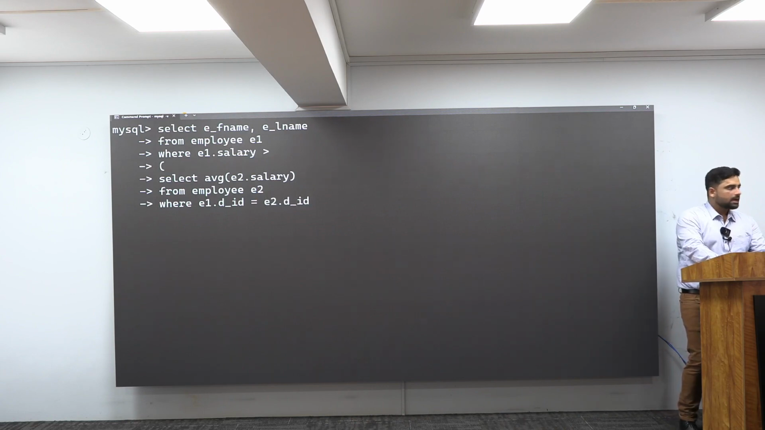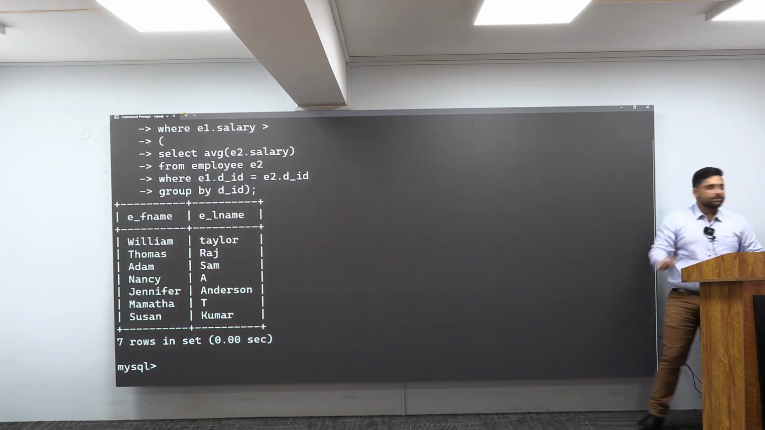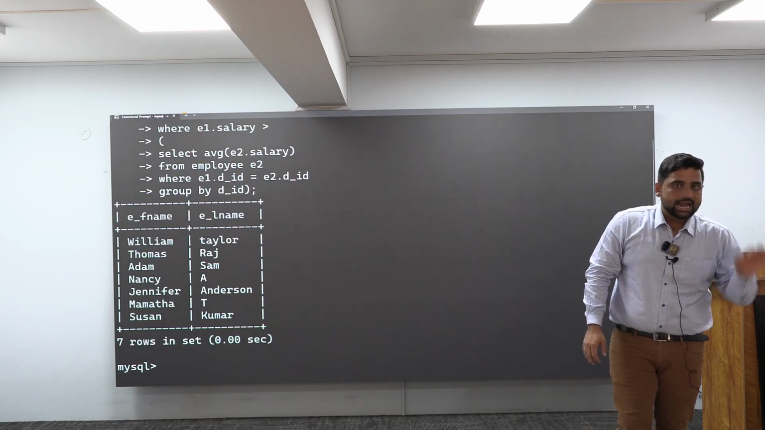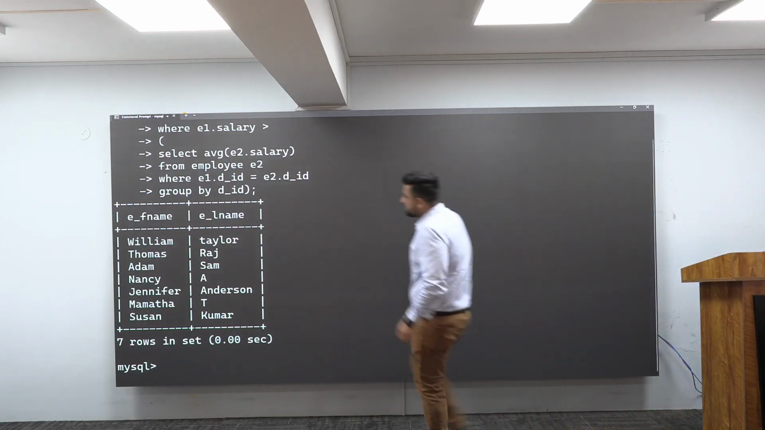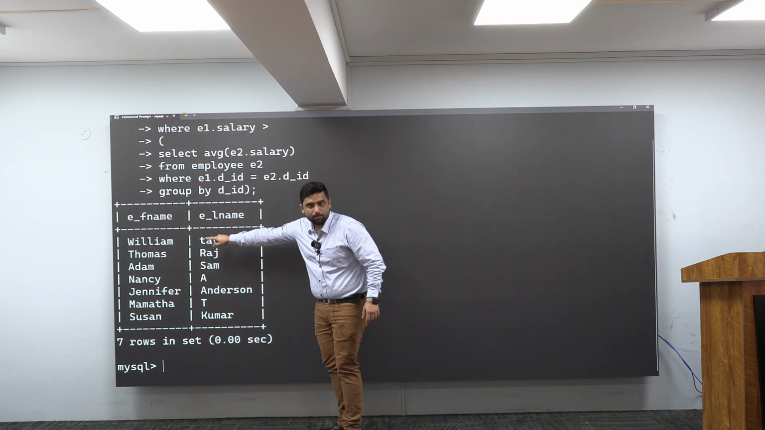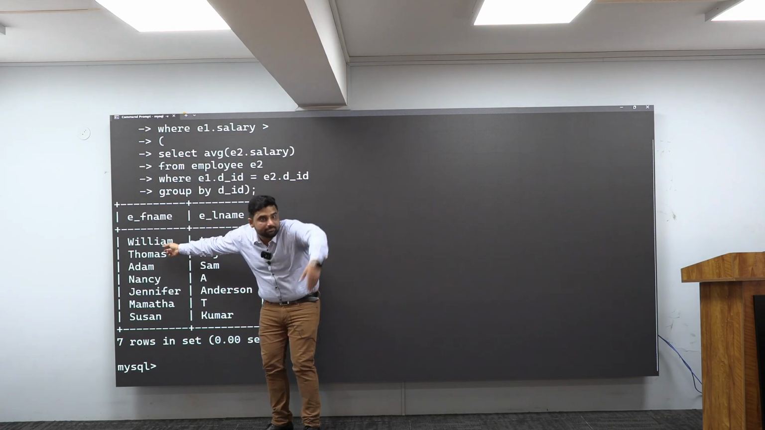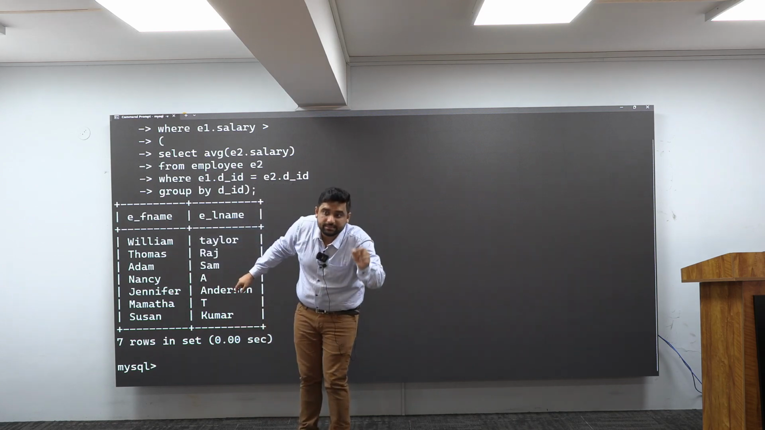Now what will I do? After the where clause, I will perform grouping. Group by department ID. How many rows has it returned to us? 7 rows. And my friend, William is an employee who is earning more than the average salary of his department only, not of other departments. Understood? Thomas is an employee who is earning more than the average salary of his department.